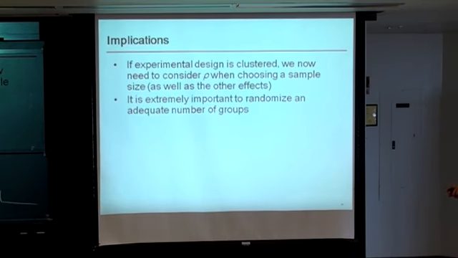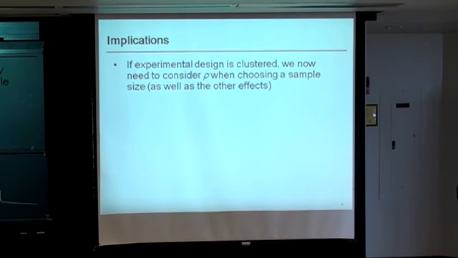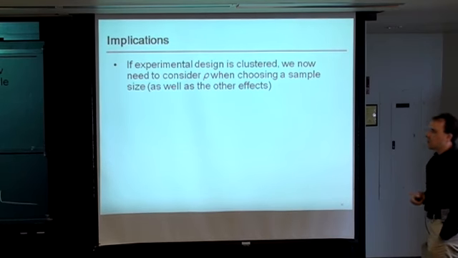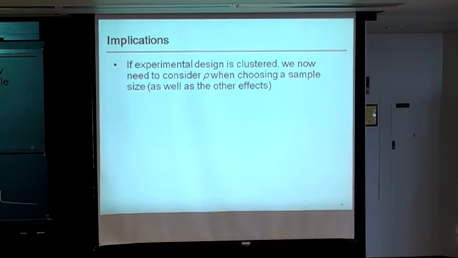So what this means is that if the experimental design is clustered, we now not only need to consider all the other factors we talked about before, we also need to consider this factor rho when doing our power calculations. And rho is yet another thing we can try to estimate based on a little survey of our population, to get a sense of what it is likely to be.